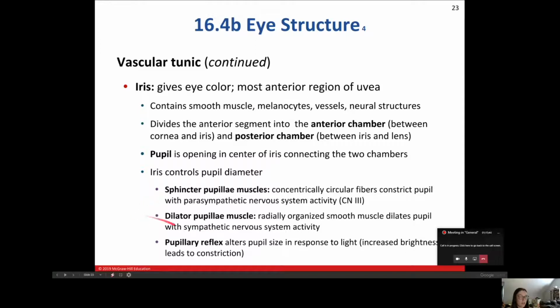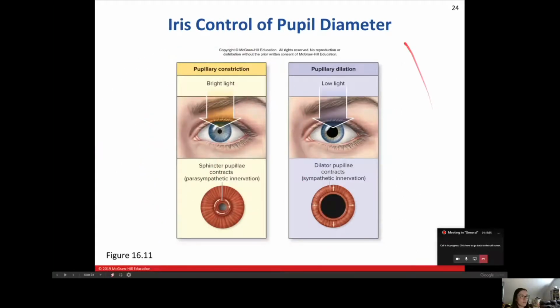The pupillary light reflex alters the size of the pupil in response to light. Increased brightness leads to constriction of the pupil, so we don't get too much light back there. We can see a good picture of this here. In low light, the pupils dilate, and in bright light, the pupils constrict.